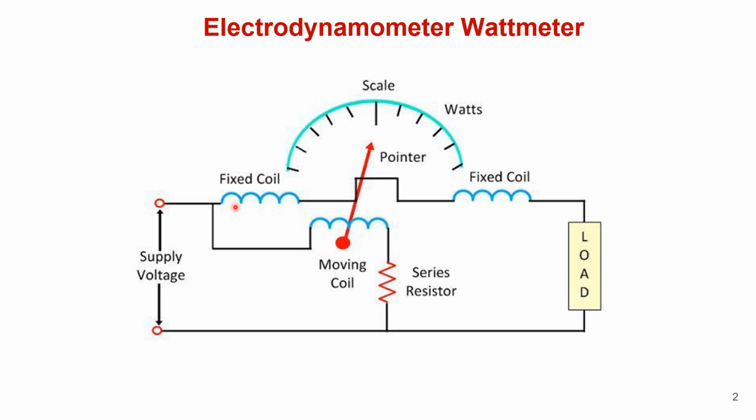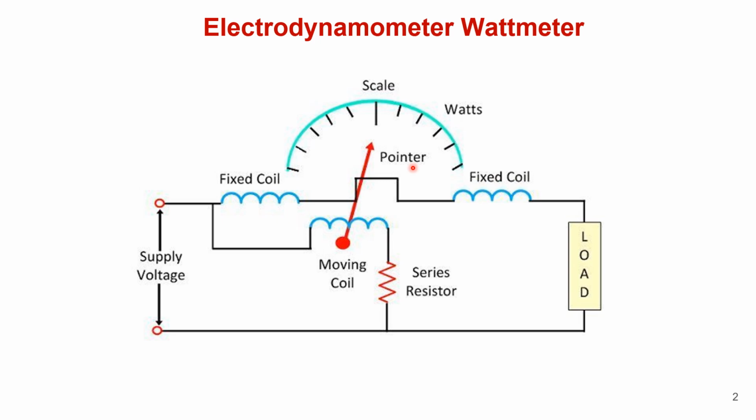Due to the currents in the coils, a mechanical force acts between them. This mechanical force deflects the pointer. So the pointer will move over the scale of the meter. The pointer comes to rest when the deflecting torque and the controlling torque become equal.